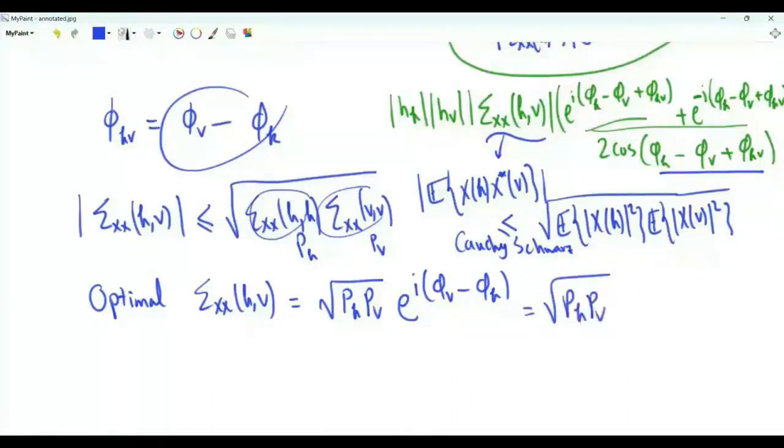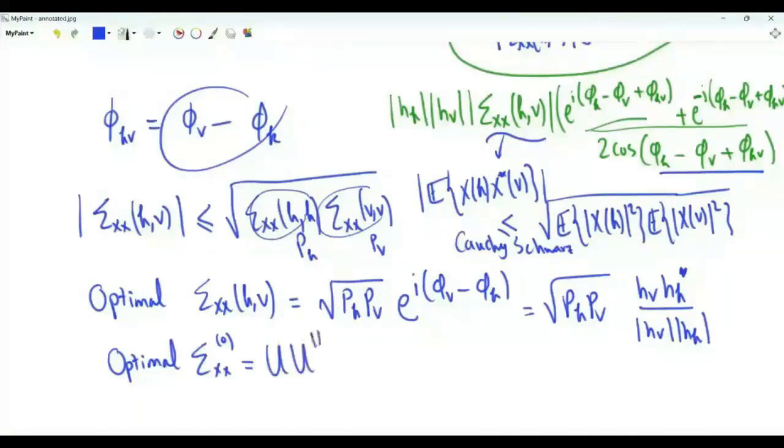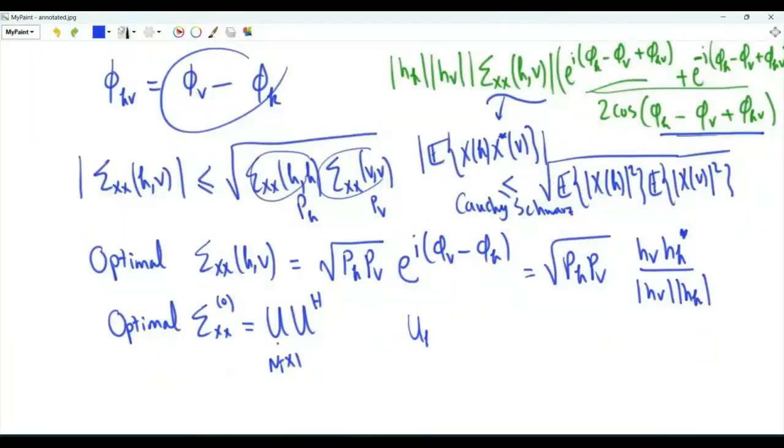This can be written as the square root of PK PV times HV HK conjugate divided by the magnitudes. The optimal matrix is the rank 1 matrix UU Hermitian. U is a column vector of size NT by 1. The kth element in vector U is equal to the square root of PK HK conjugate over the magnitude of HK.